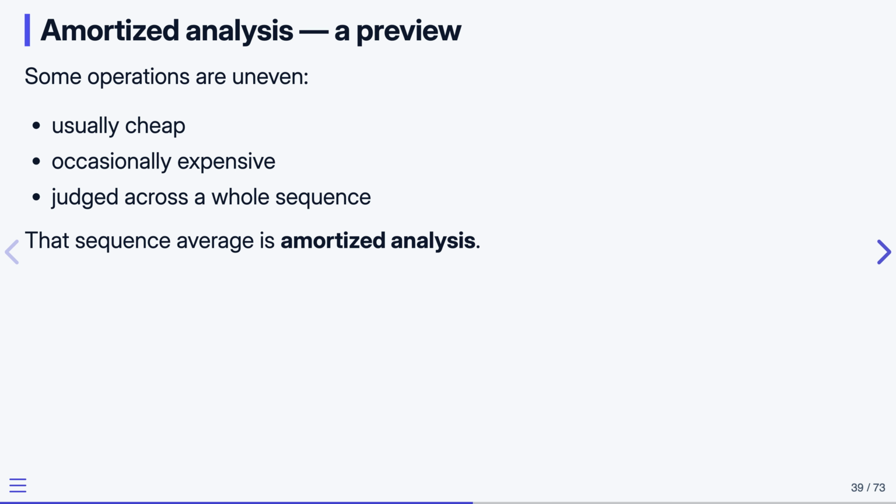Let's meet one more idea before we need it. Some operations are not steady. Most of the time they are cheap, but once in a while one call is expensive. So we do not judge these operations one call at a time. We judge them across a whole run of calls. We take the average cost per call. That average is called amortized analysis.